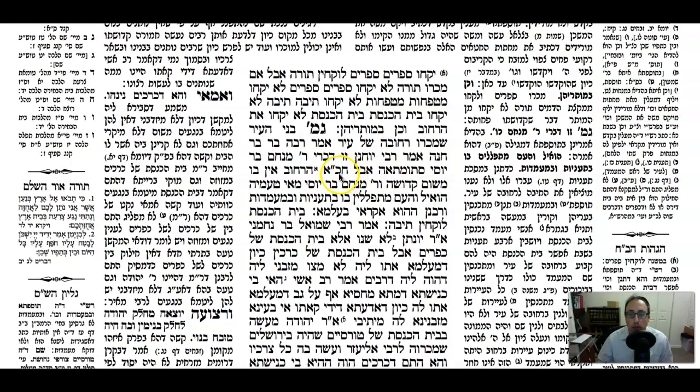But the Chachamim say, Harachov ein bo mishum kedusha. When it comes to the town square, it has no kedusha. The town square is a public area. It's not an area with any kedusha. It has none of these rules. For Rabbi Menachem bar Yossi, my time.